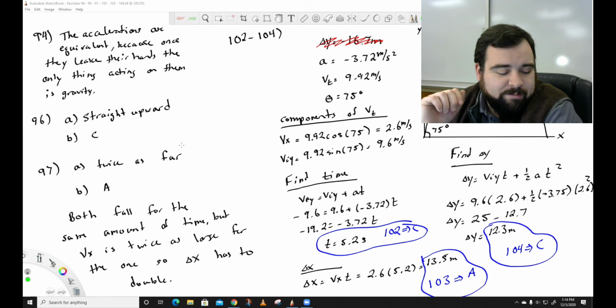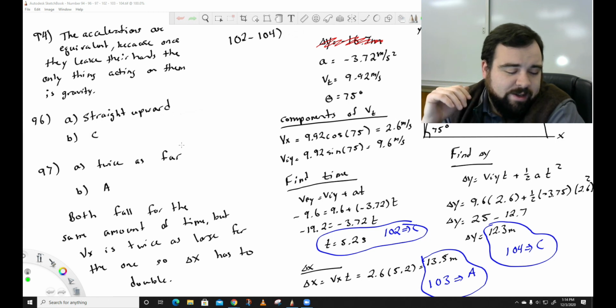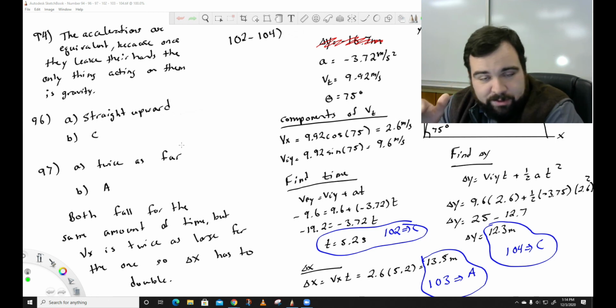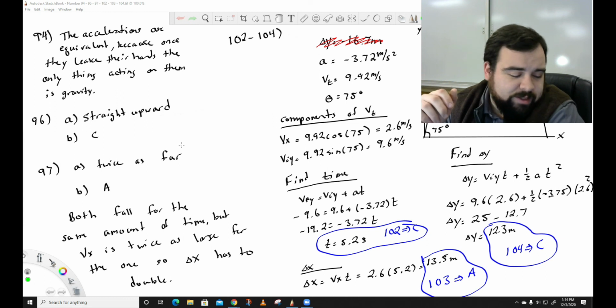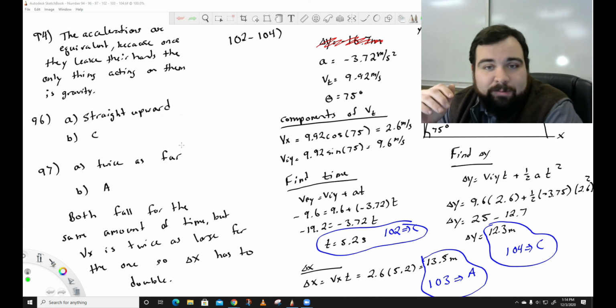So the answer for that is it should be twice as far for the one, and the reason is the drop time is the same for both divers.